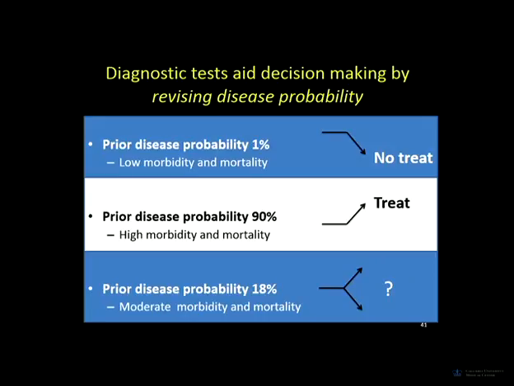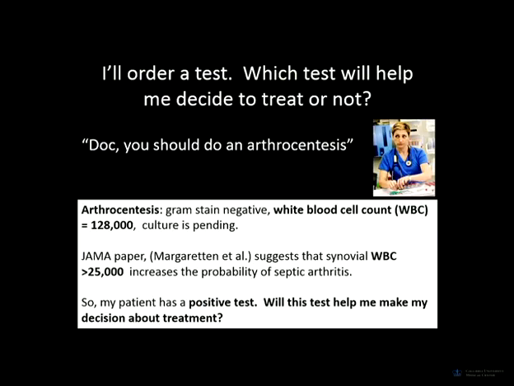But we're really in this third category. There's uncertainty. There's moderate morbidity and mortality, and we need a test to help improve our knowledge so we can make a good decision. So the question is, which test do you want to order? Wisely, you're in the emergency department. You're a very smart medical student. You decide, well, why not go to someone who actually has been working here a long time, knows what she's doing? I'm going to ask the nurse. So the nurse says, you should do an arthrocentesis. That's the test you want to do.